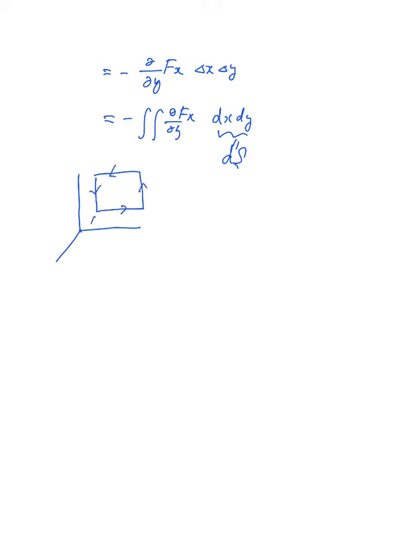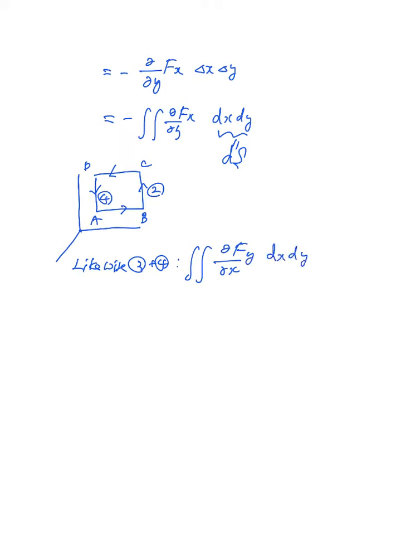A, B, C, D. We need to do 2 and 4, with the same method. Likewise, 2 plus 4 is actually, you can obtain partial f_y over partial x, dx dy. I'd like to leave it as homework, so you can fill the gap at home. It's very easy, actually.